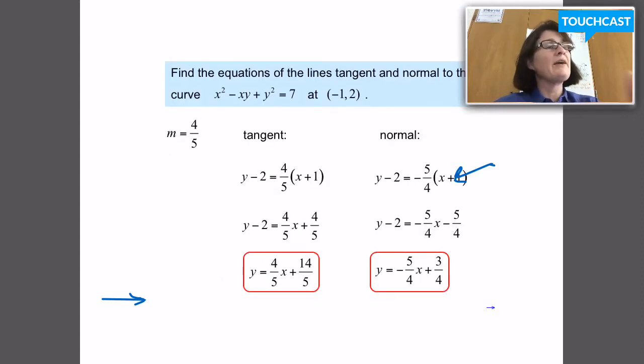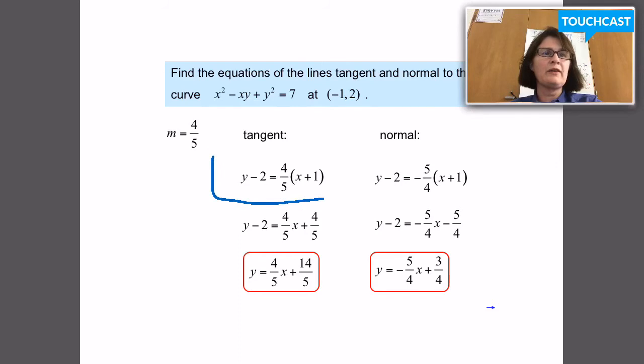Once we have that, we have the ordered pair, we have the slope. We're just going to write the tangent line equation. So here, y minus 2 equals 4/5 times x plus 1. Remember, when you take the AP test, you have no obligation to simplify that. If you left that answer on my test, that would get full credit.